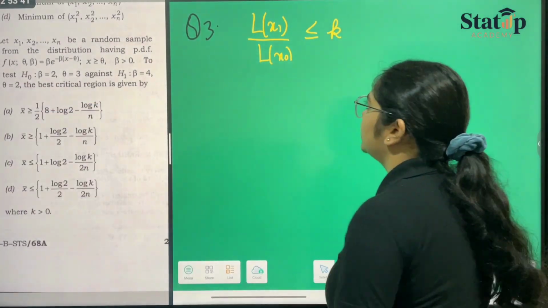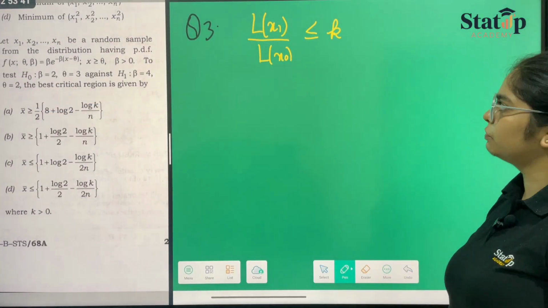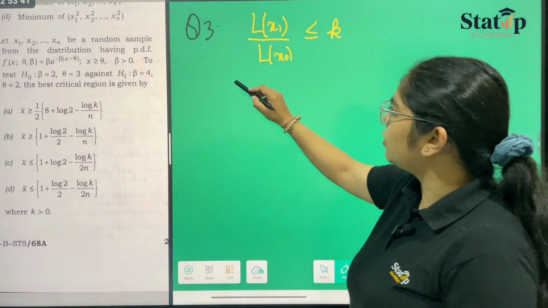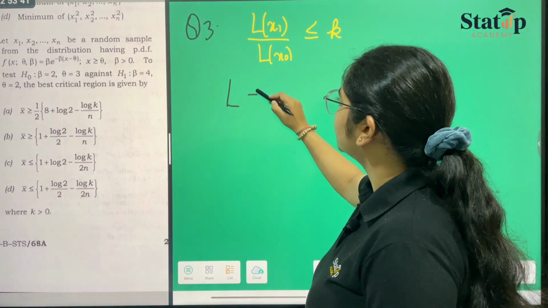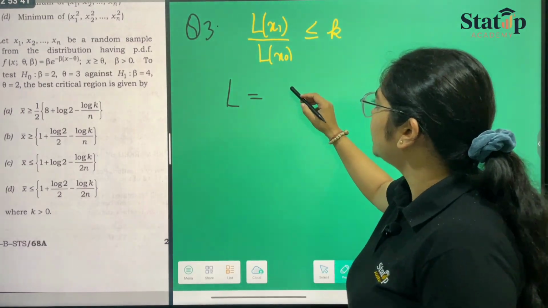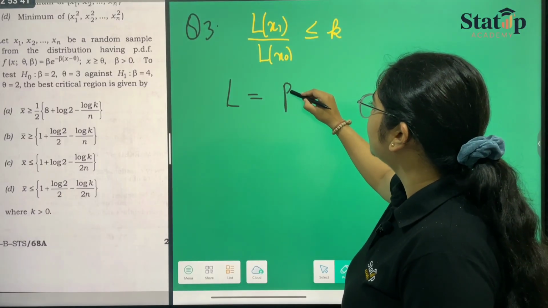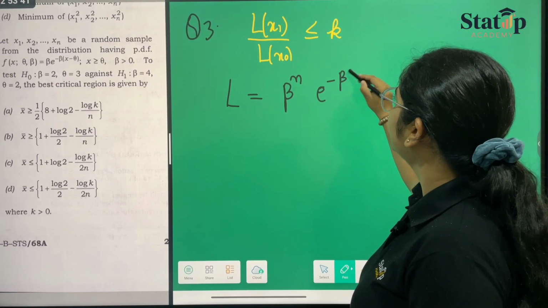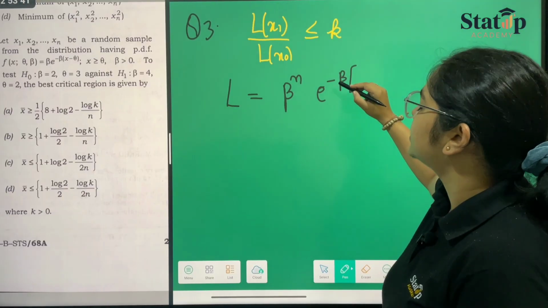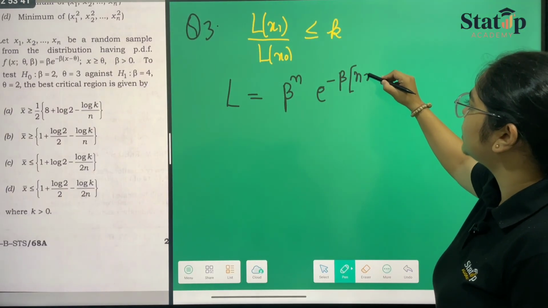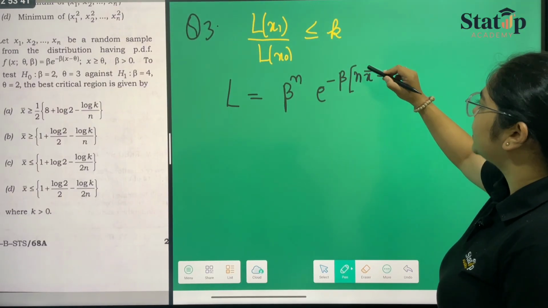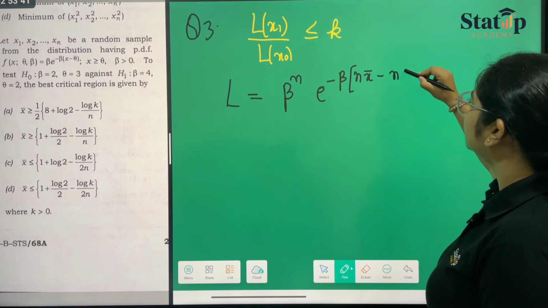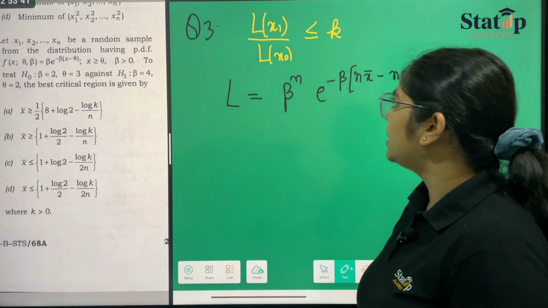Okay, this is the likelihood statement. First of all, we have to calculate the likelihood function. The likelihood function will be beta raised to the power n, e raised to the power minus beta summation xi. Summation xi can be written as n x bar minus n theta. This is the likelihood ratio.